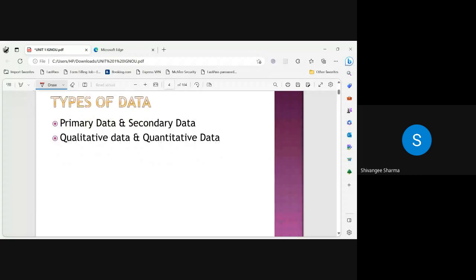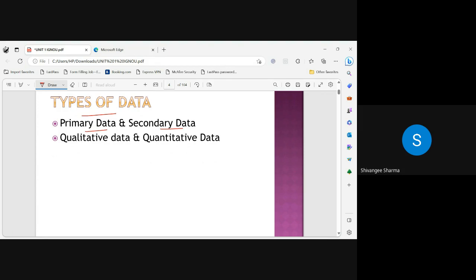Now let's come to what are the different types of data. The one is primary data and the other one is secondary data. And also we have another classification in which we classify data on the basis of quality and quantity.